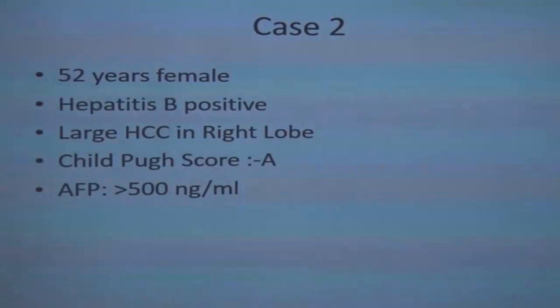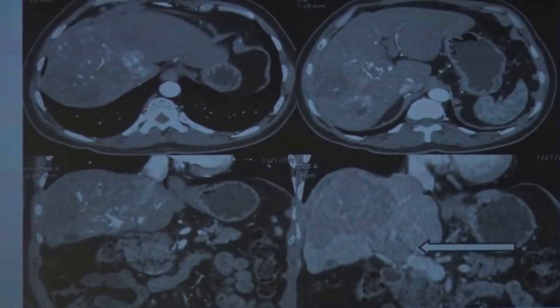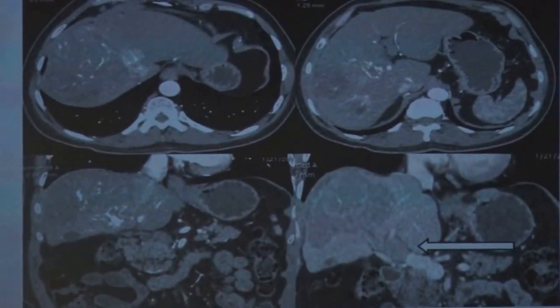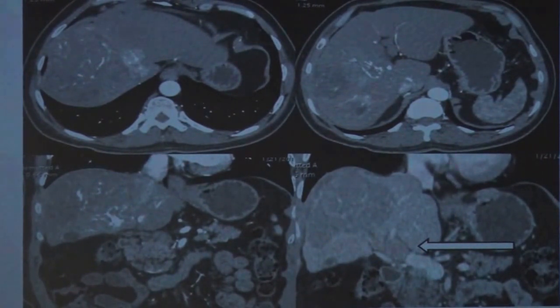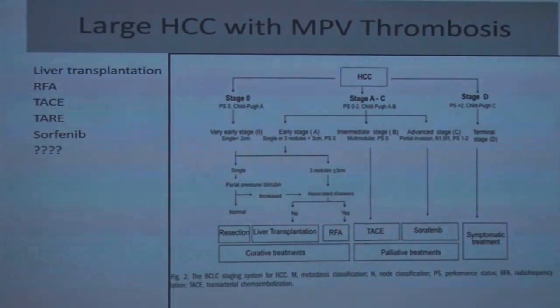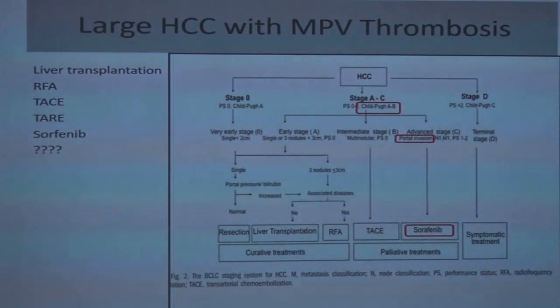My next case is a 52-year-old female, hepatitis B positive, with a large HCC in the right lobe, Child A, and AFP more than 500. The pre-procedure triple phase CECT shows a large arterial enhancing lesion in the right lobe with typical arterial enhancement and venous washout, but it is associated with main portal vein thrombosis. According to BCLC criteria, it is Child A with portal invasion, so we have to go for sorafenib only, but we have to treat something aggressively along with the sorafenib.